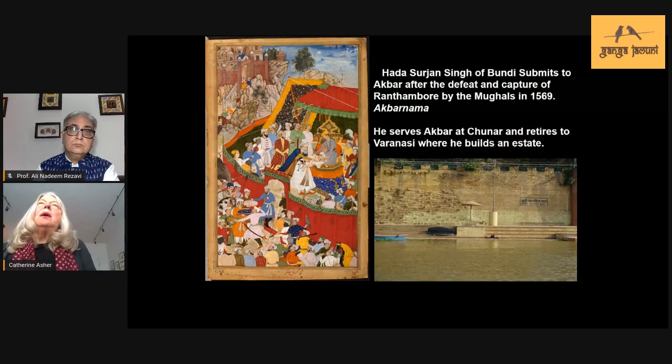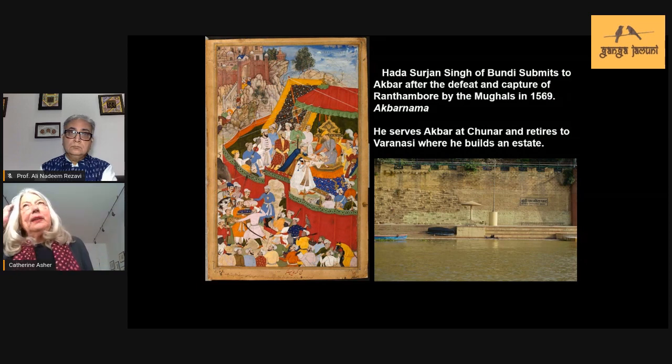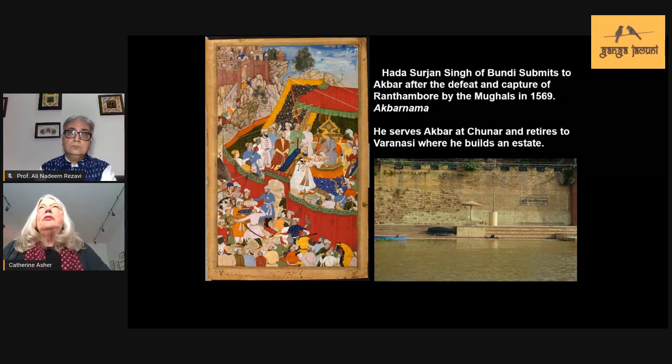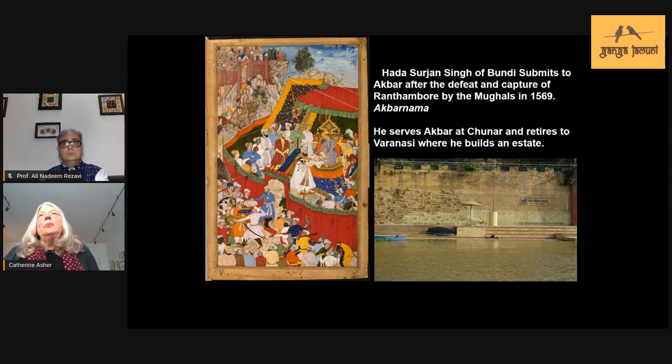Now, we know that when Ranthambore was defeated by Akbar, Surjan Singh Bundi submitted unhappily. He then was reinstated in the Mughal court, and he served Akbar at Chunar. And he also then retired to Banaras, where he built an estate. We see the Akbarnama painting of him submitting to Akbar.